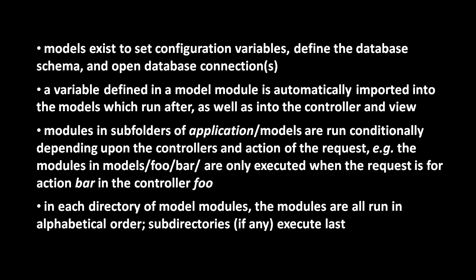Now, finally, as for the order of execution of these model modules, well, within each directory, they are run simply in alphabetical order, and the order of the directories is that first the models directory itself is always run first, then those modules, if any, in a subdirectory matching the controller name, and then if that directory has a subdirectory which matches the action name, the modules in that directory will run. So, for a single request, at most the modules of three different directories will run, and execution always starts with the models directory itself and works downwards through the subdirectories.